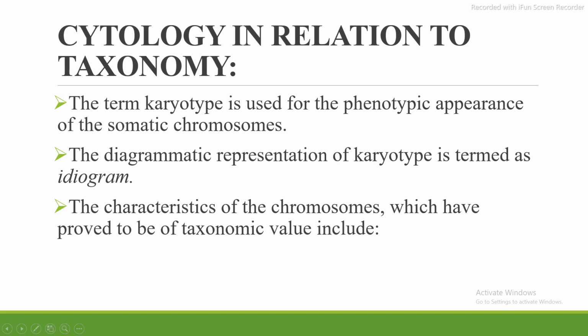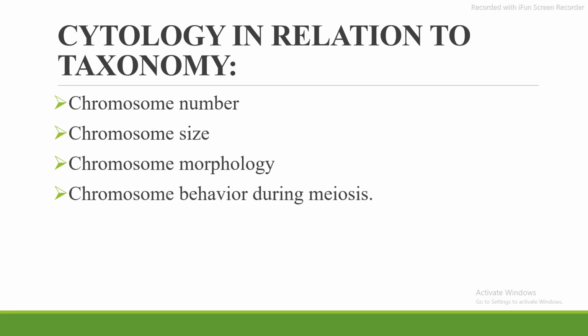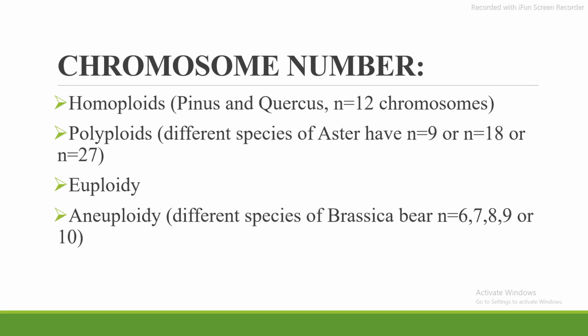Cytology in relation to taxonomy. The term karyotype is used for the phenotypic appearance of the somatic chromosomes. The diagrammatic representation of the karyotype is termed as ideogram. The characteristics of chromosomes which have proved to be of taxonomic value include chromosome number, chromosome size, chromosome morphology, chromosome behavior during the meiosis. First of all, chromosome number.